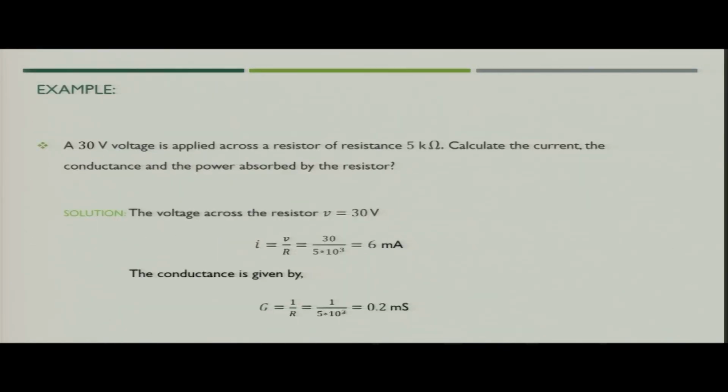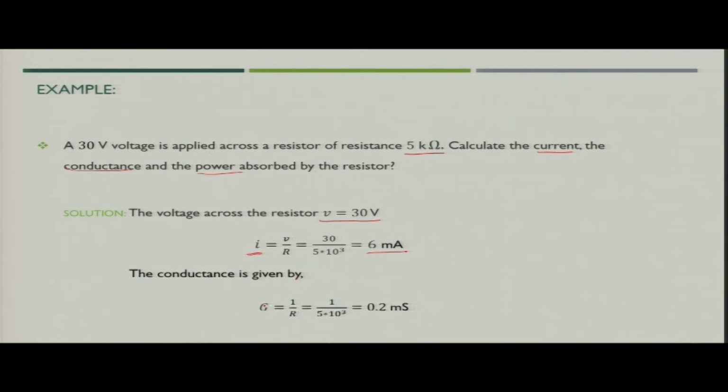Now, let us take an example to understand better the theory which we just discussed. That is, suppose a 30 volt voltage is applied across a resistor of resistance 5 kilo ohm. Calculate the current, conductance and power absorbed by the resistor. So, here the voltage across the resistor V is 30 volt, then the current I would be V by R. So, you just put the value of V and R, you will get the current output as 6 milliampere.